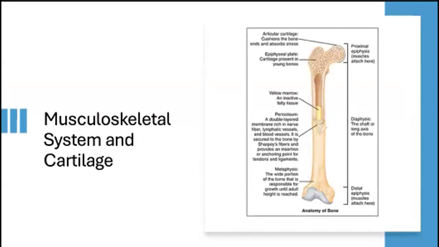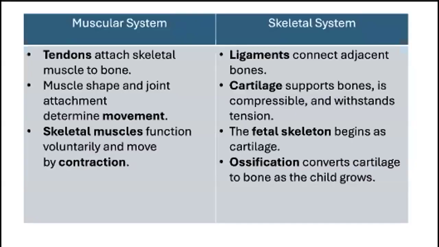The musculoskeletal system includes the muscular system and the skeletal system. Muscles help stabilize joints and maintain contact between those articulating surfaces. Joints are further stabilized by overlying tendons and ligaments. So the muscular system. Tendons attach skeletal muscle to bone. Muscle shape and joint attachment determine the range and type of movement. Skeletal muscles are voluntary and produce movement by contraction. Muscle disorders in children may present with muscle weakness, spasticity, myalgia, myoclonus.